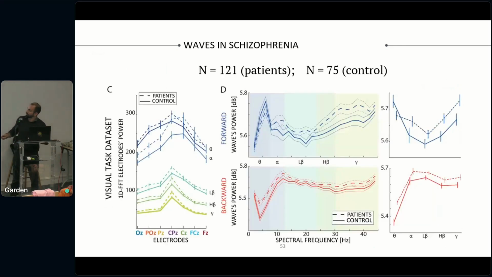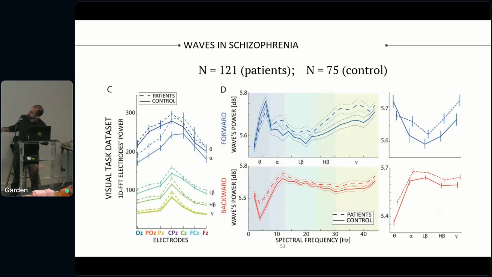So in this vernier visual task, again, same number of controls and patients, and here same results. So for the FFT, the power for each electrode that we investigate from Oz to Fz for the 2 populations, and overall there is more power in the patients, as in the previous data set.